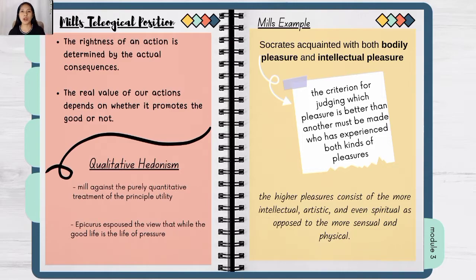Examples of these are reading poetry, speculating about nature, enjoying music, and the visual arts, as opposed to the more sensual and physical, like eating good food, indulging in sex, and other physical stimulation. But take note that Mill is not excluding the lower pleasures from consideration. It is just that he personally prefers higher pleasure.